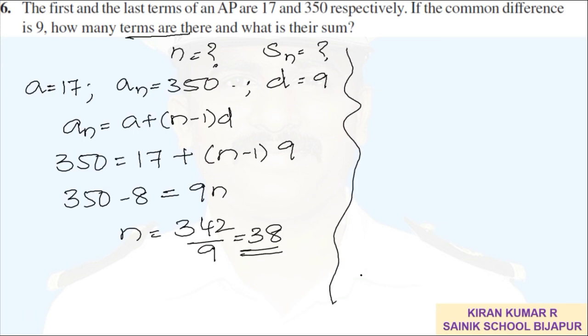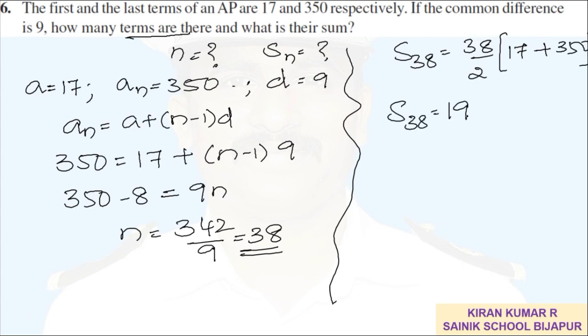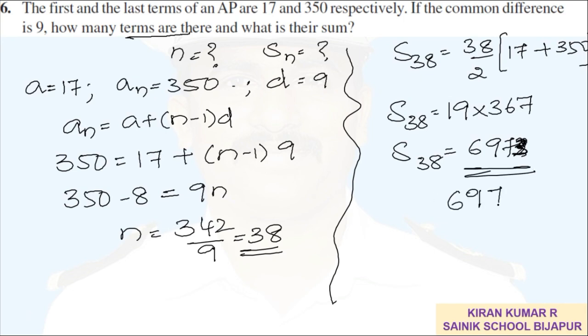Now I need to find the sum. So the sum of 38 terms is 38 by 2 times of a plus l, since the last term is known. So 17 plus 350. So 38 by 2 is 19 times 367. We get the sum of 38 terms as 6973.